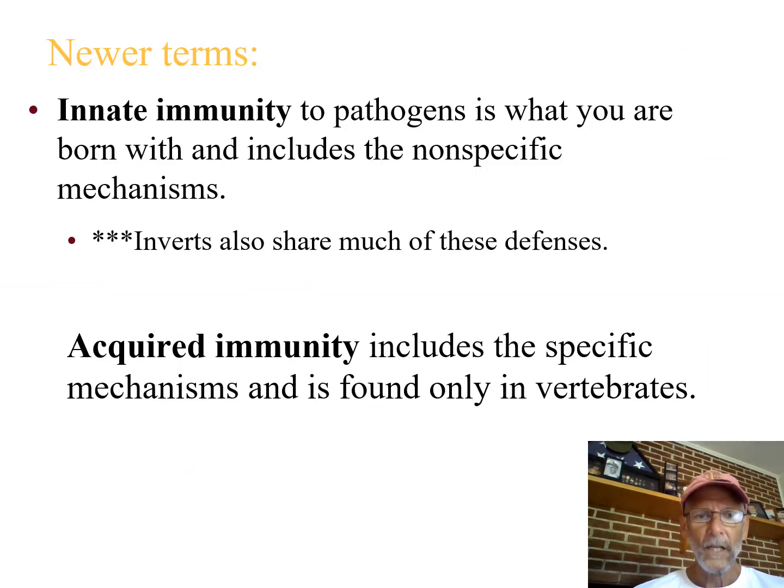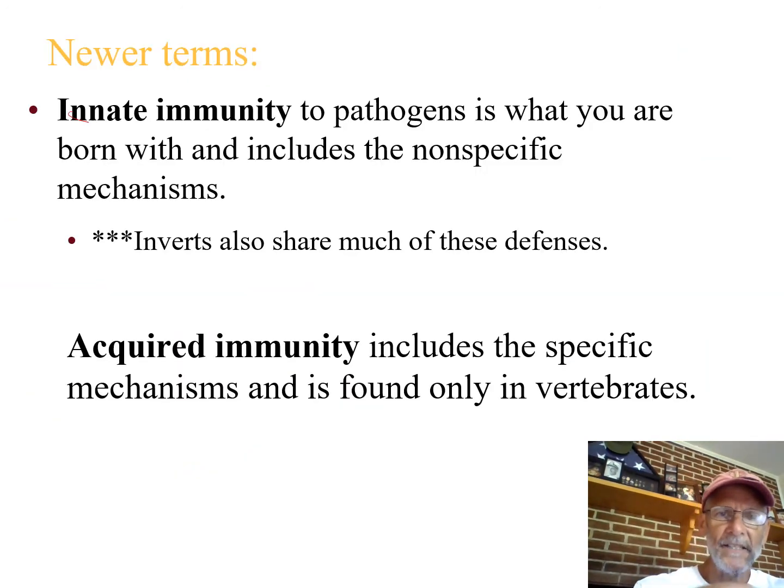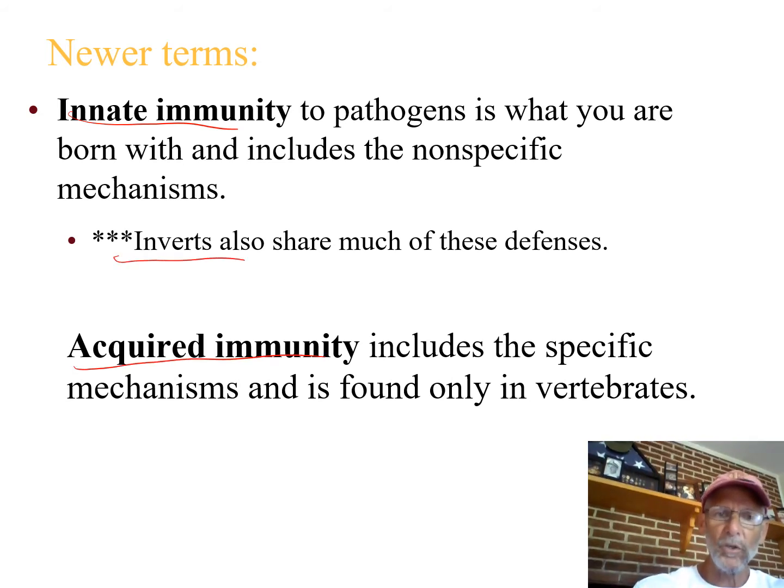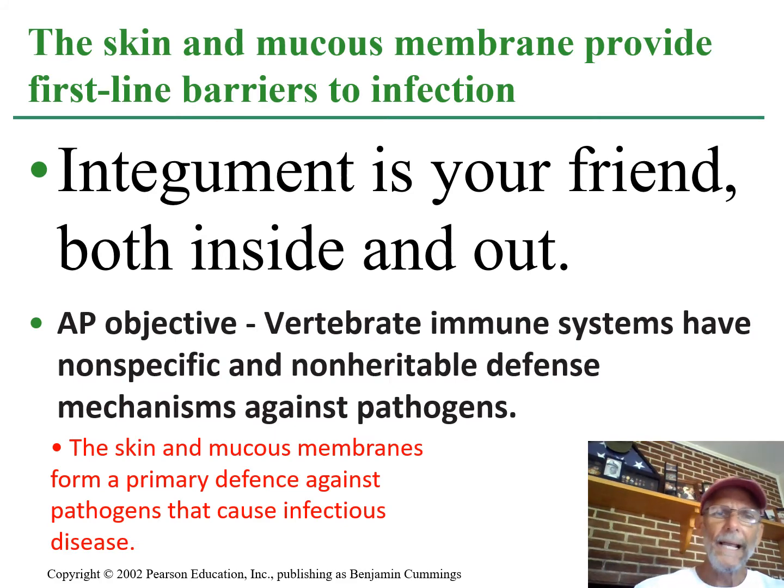So here's the words innate and acquired, right? Lots of invertebrates like cockroaches share much of the innate defenses, which shouldn't surprise you, right? Common ancestry kind of idea. But the kind we're going to focus on mostly, the ones with the lymphocyte kind of white blood cells, that's only a vertebrate thing. Cockroaches don't do that. So integument is another word for skin and mucous membrane stuff.